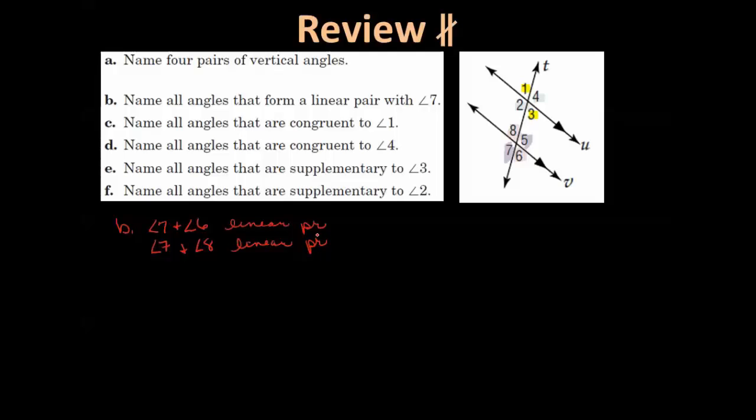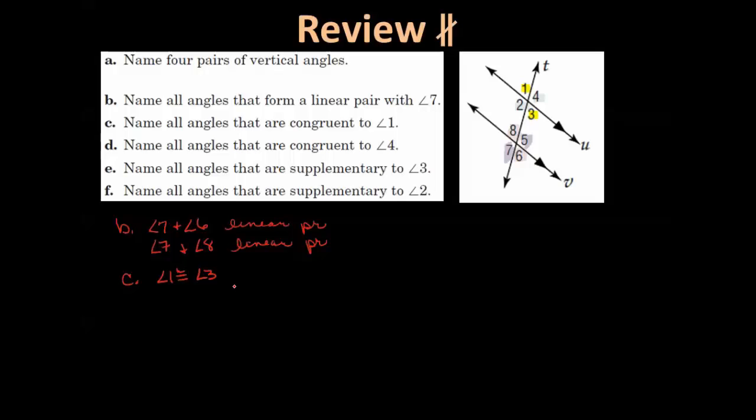And remember, linear pairs add up to 180. It said name all the angles that are congruent with angle 1. That's part C. Angle 1, okay, vertical angles are always congruent, so angle 1 is going to be congruent to angle 3.